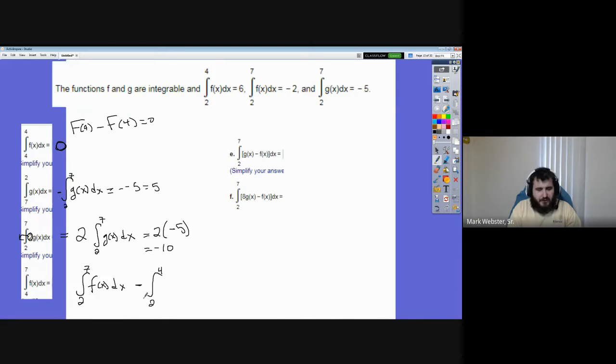Right. If I were to take from 2 to 4 and from 4 to 7, I would add them up. That would give me what I need. But here I can do the same thing. I can subtract. I'm going from 2 to 7, and I'm going to subtract this part that's from 2 to 4. I'm going to subtract that out. What am I left with? The part from 4 to 7.